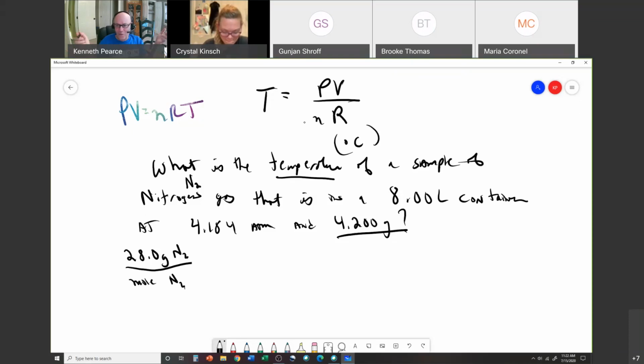And nitrogen gas is still N2. So I think I'm going to have to at least find the moles. I can guarantee you, regardless of whatever formula you have up top, you're going to have to find the moles because you never use grams in anything. Okay, so 4.200 grams, let's see, how many moles is that?